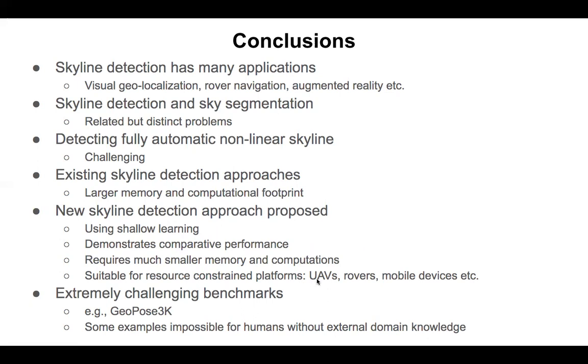And so the proposed skyline detection is, I think, very suitable for resource constrained platforms, for example, UAVs, rovers, or mobile devices. And we have also identified some of the challenging issues with the existing benchmarks, like GeoPose 3K. And so exploring how we can use skyline detection for such challenging datasets is going to be the next avenue of the research.